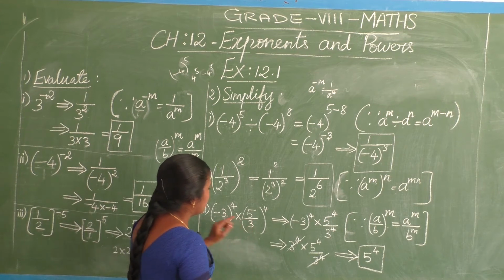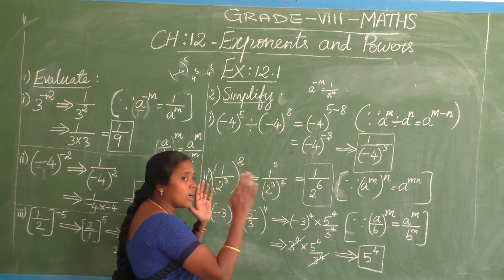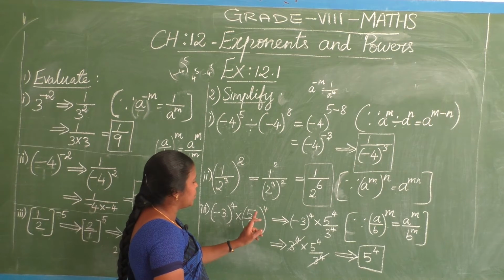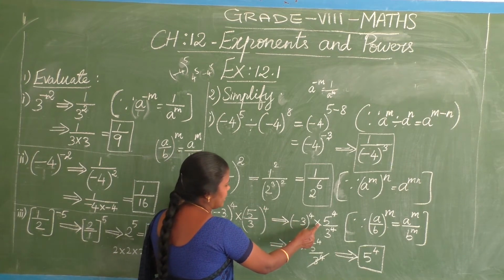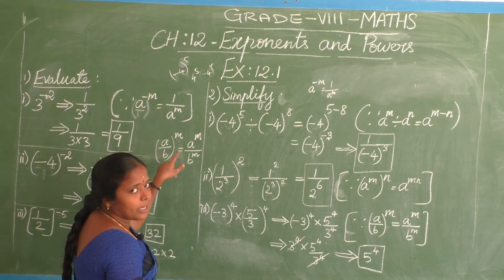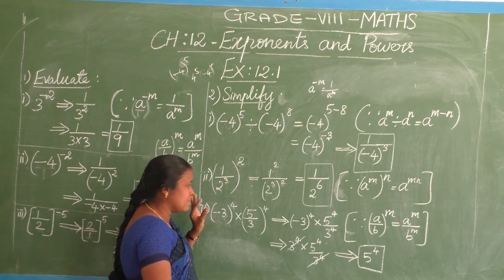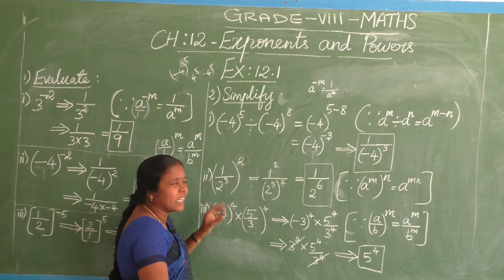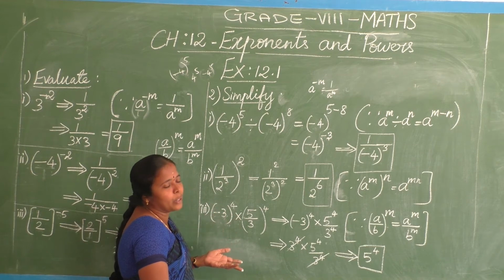Okay, come to the second part, 5 by 3 whole power 4. In division, the power is coming here as a common power. Common power means we can take it separately, numerator and denominator wise. 5 by 3 the whole power 4 can be taken as 5 power 4 divided by 3 power 4, as per this law: a by b the whole power m is equal to a power m divided by b power m. Clear children? Sums are at the simplest level only, but the way you use the law is very important. Here just 5 or 6 laws are mentioned. Those laws only you are going to use often, repeatedly.